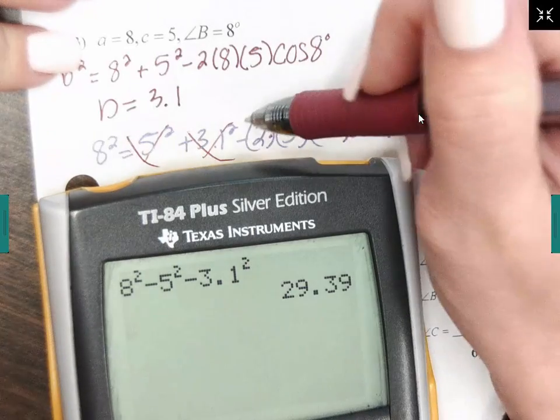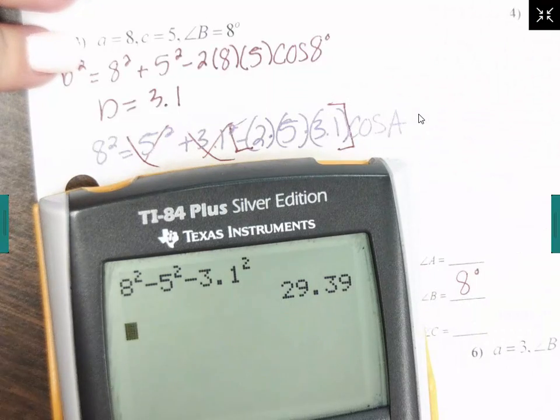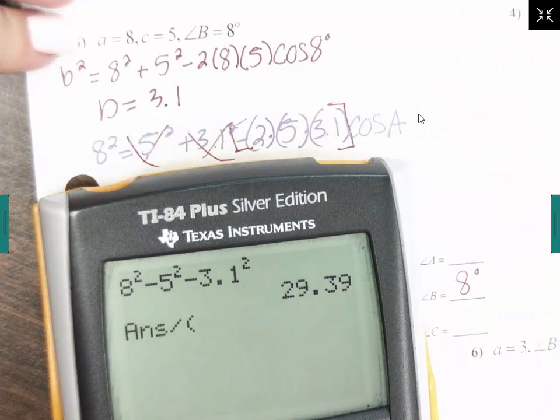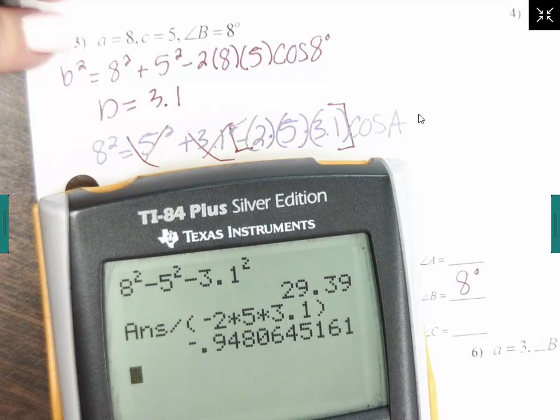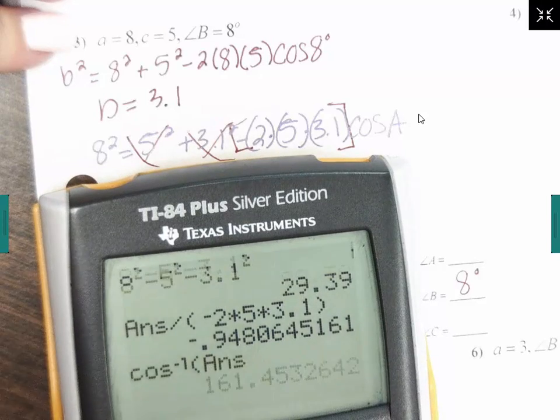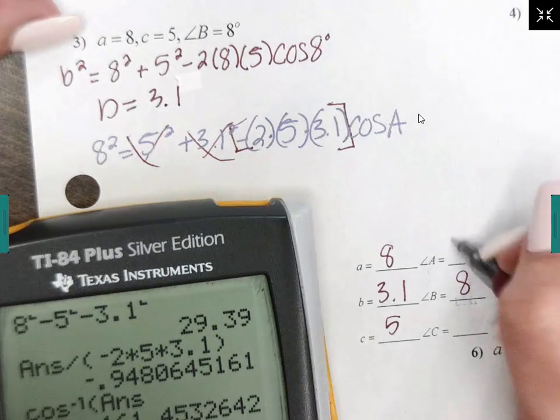Okay, next we want to divide by all of this, okay? And we can do that by dividing open parentheses. That open parentheses is very important. Negative 2 times 5 times 3.1. Is that what you guys got? And your answer would be 161.5 degrees.